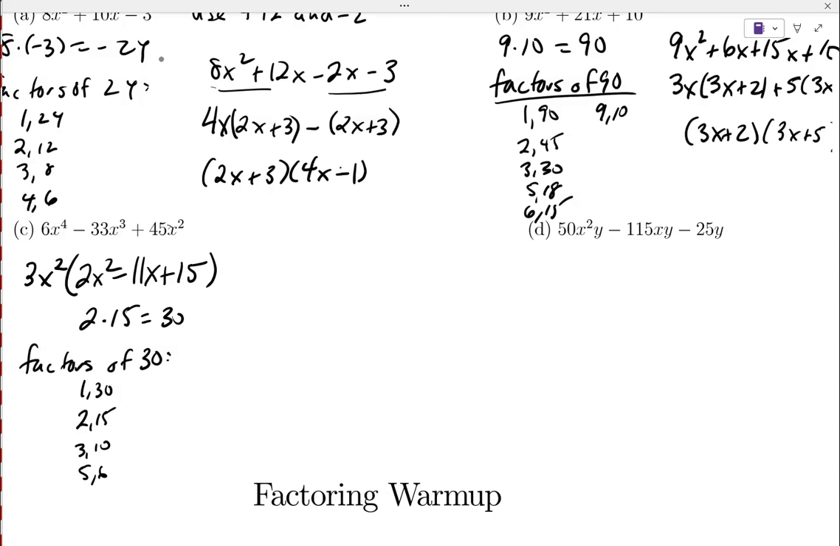So what do we do with the negative 5 and the negative 6? And we replace the 11x, right? So we have 2x squared minus 6x minus 5x plus 15.